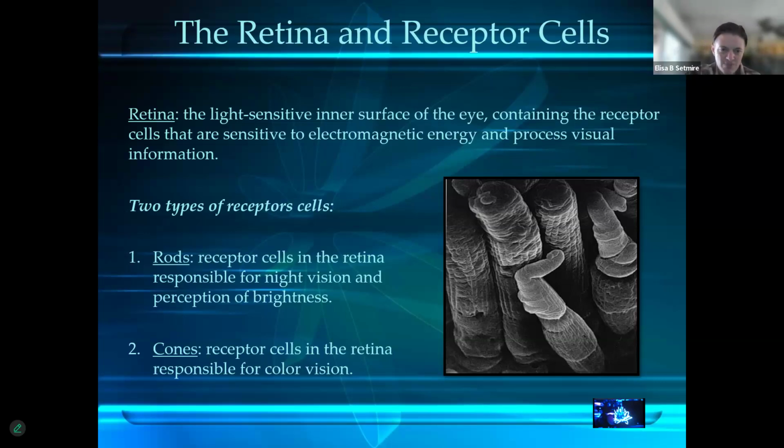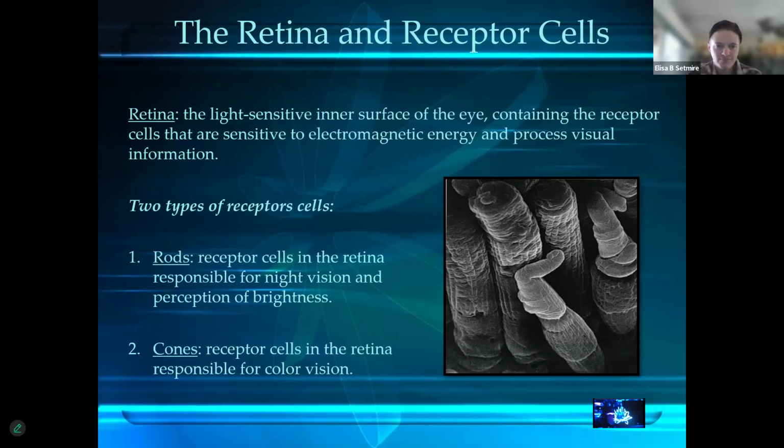Now, the rods are the receptor cells in the retina that are responsible for night vision and the perception of brightness. They're highly sensitive to light, and we have about 120 million of them in each eye. The cones, on the other hand, are the receptor cells in the retina responsible for daytime vision and color vision. They're only moderately sensitive to light. They're most useful during the day. And we tend to have about maybe 8 million or so of each of those in each one of our eyes.